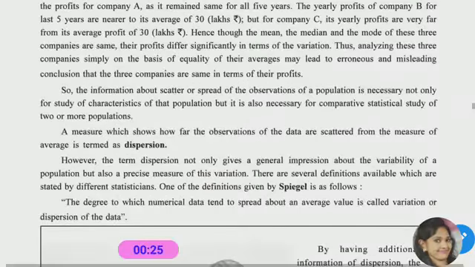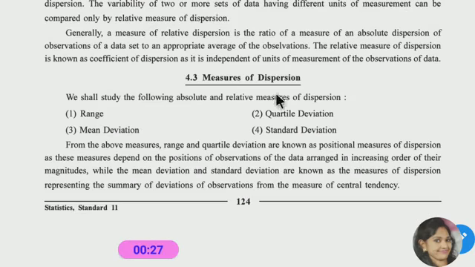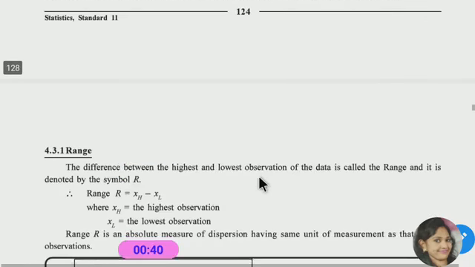First is the range. Second, quartile deviation. Third, mean deviation. And fourth, standard deviation. Today we will see example sums of a range, the first dispersion method. Okay, let's see what a range is.